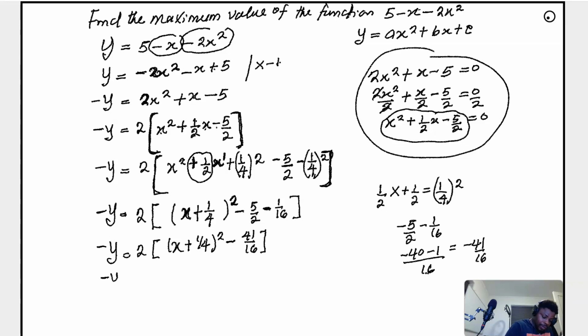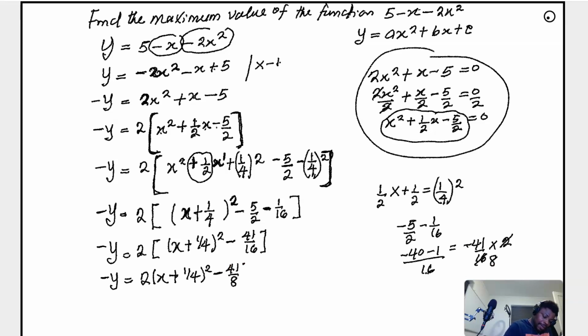So minus y. Remember, you can multiply by 2. You open the bracket. This is 2 bracket x plus 1 over 4 squared, minus 2 times 41 over 16. If you multiply it by 2, this is 1 and this is 8. That is minus 41 over 8. Minus 41 over 8.